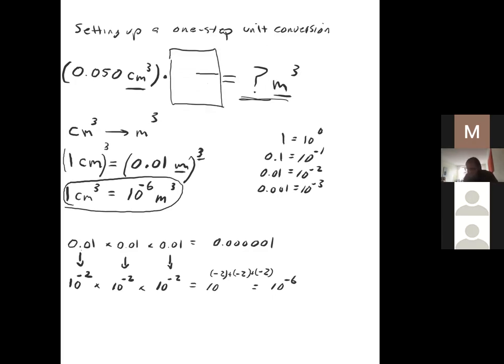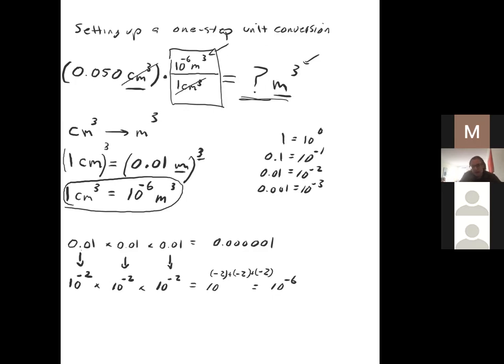We want to go from centimeter cubed to meter cubed. So we want the centimeter cubed on the bottom, and then we want the meter cubed on the top. All right, here's your dimensional analysis. That's going to cancel, and now you're going to have the correct units, right? The units that you have here are going to be the units that you have there.